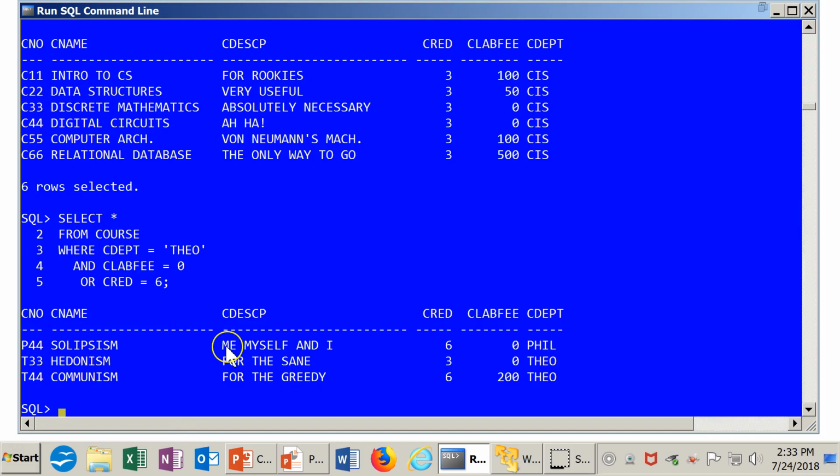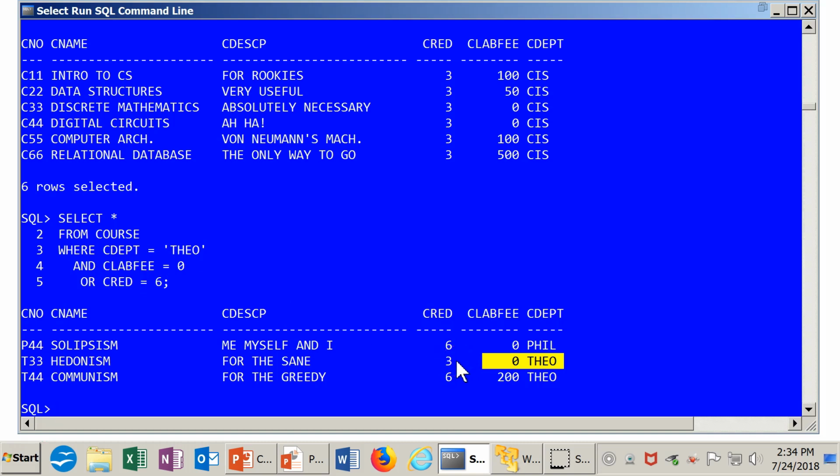Okay, let's examine the rows. First off, department equal to theology and also lab fee equal to 0. Those two things must be true for a row to come in. That's one option. So what do we have? We have department of theology, lab fee equal to 0. This row here satisfied those two conditions. Did it satisfy the third condition? Credit of 6. No, it did not.